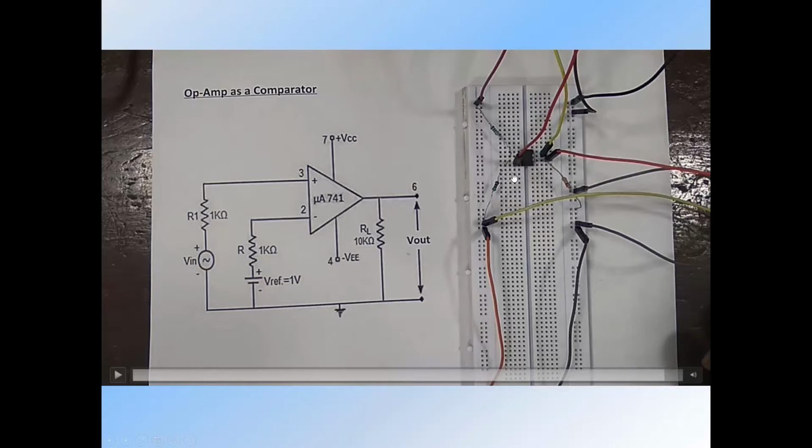This is pin number 4, and black, the ground of DC power supply, with this black jumper wire is connected to ground of our breadboard. This is ground of our breadboard. All the ground terminals are connected to this track.